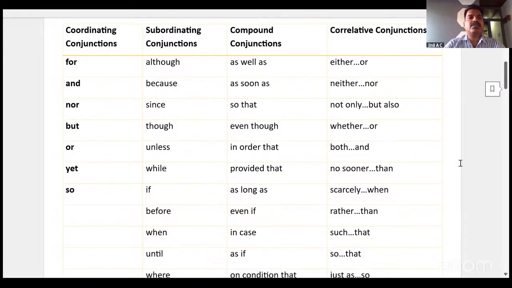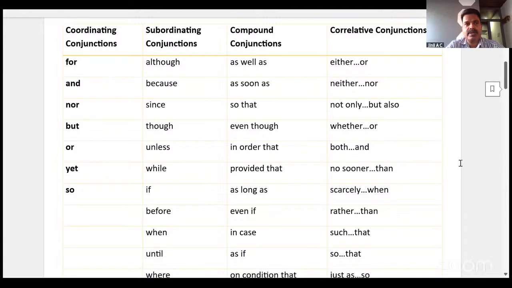Can somebody read those coordinating conjunctions? Who can read all those coordinating conjunctions? Sir, can I? Yes, can I please? So three people are asking. So the first person who asked permission, may proceed. Shravani, sir. My name is Shravani. Yes, Madam Shravani, you can continue.